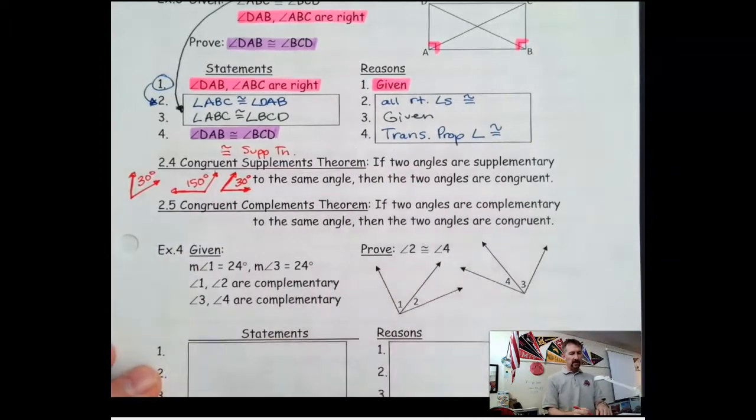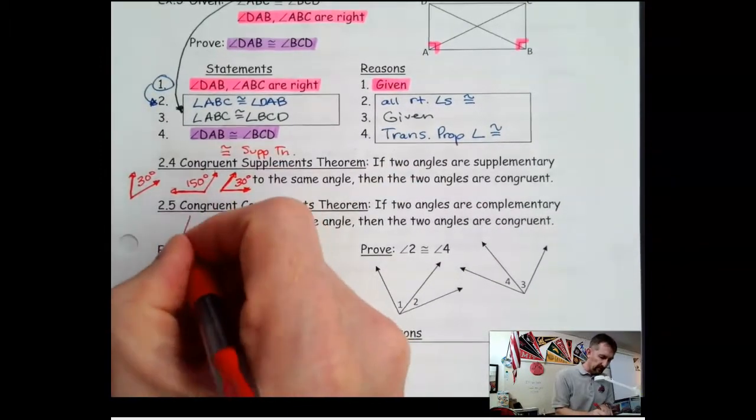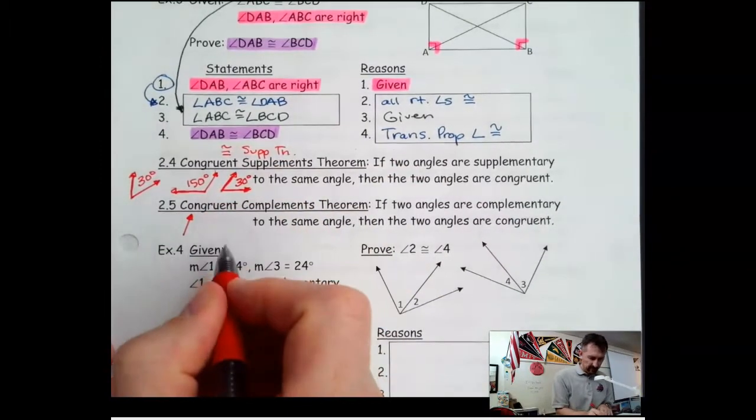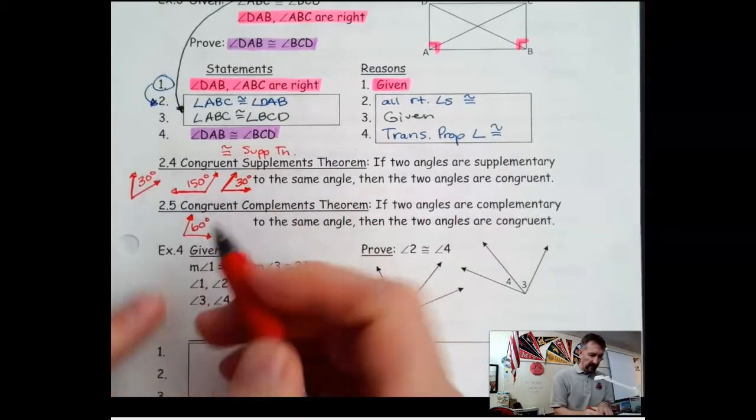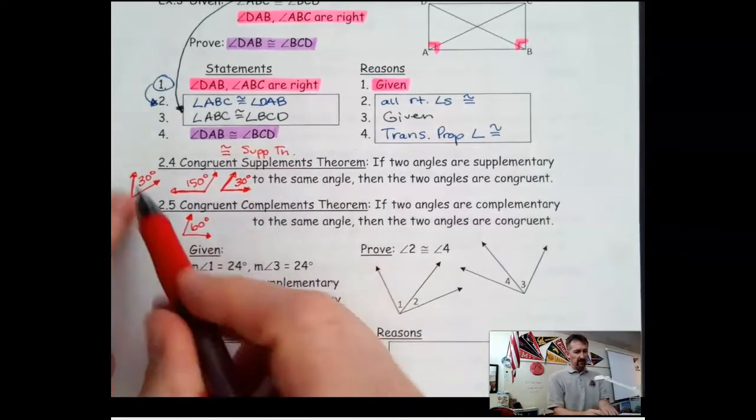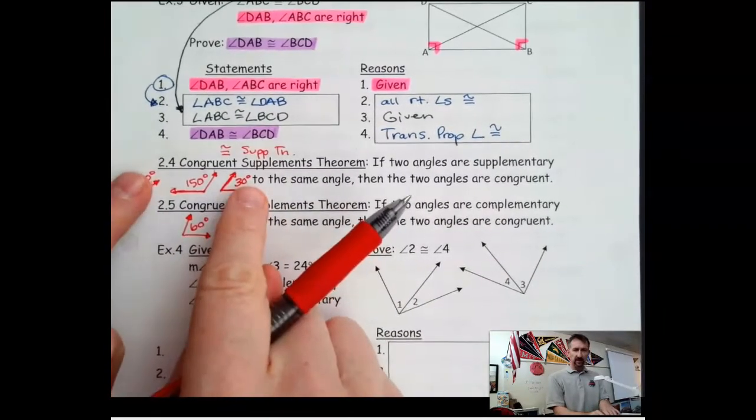And then the complement version should make sense too. So if I put a 60-degree angle in here, and these are complementary, and these are complementary, then those must be congruent to each other.